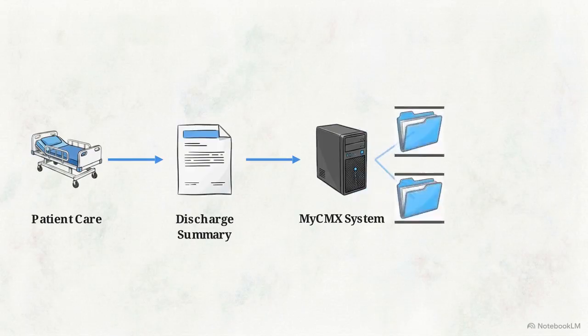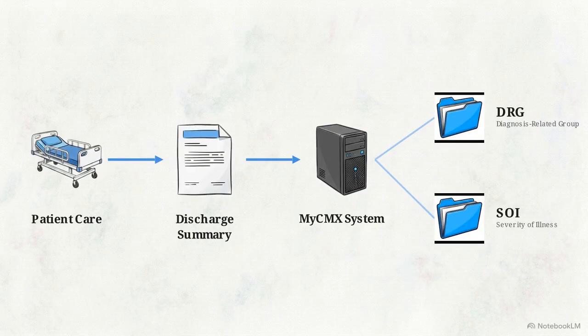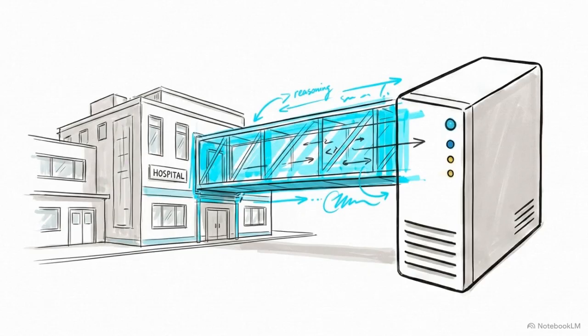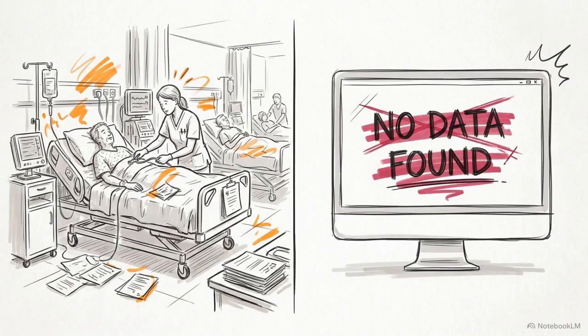Once entered, the software automatically generates two codes that define the admission, the DRG and the SOI. This makes the discharge summary the single most important bridge in the hospital. If the work isn't recorded there, the system effectively thinks it never happened.